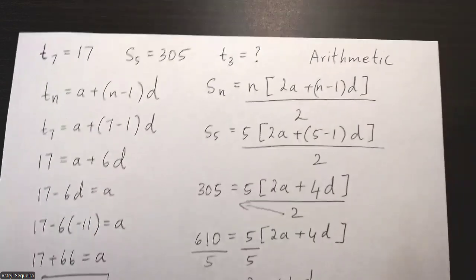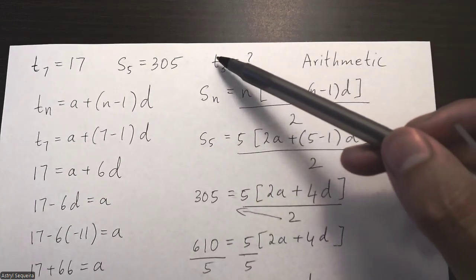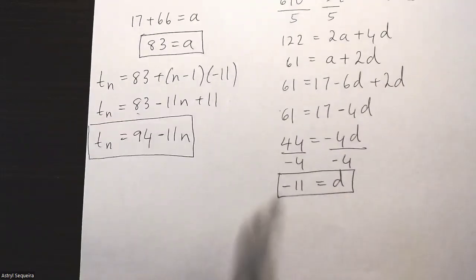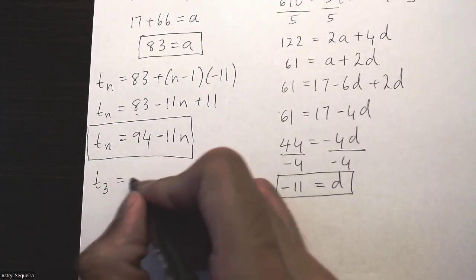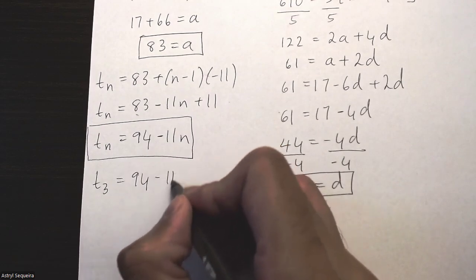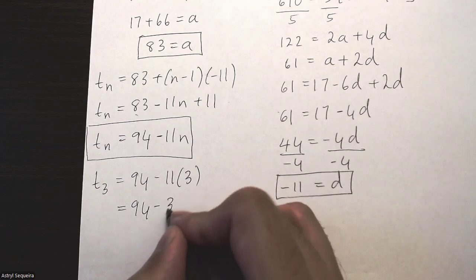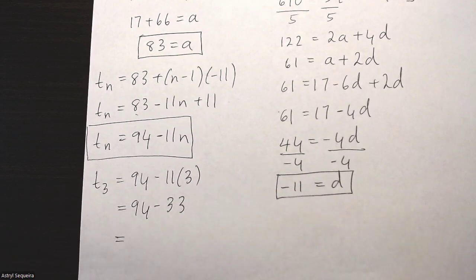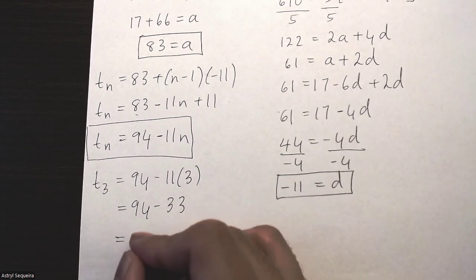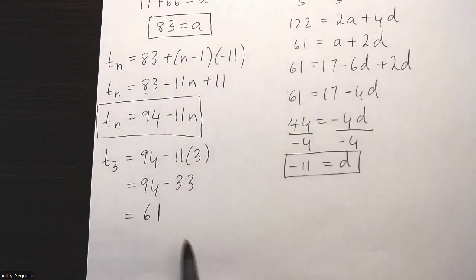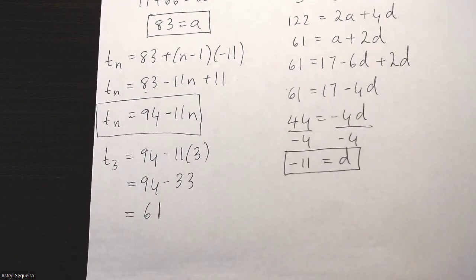So now I can finally answer the question they are asking, which is to find the third term. So T3 is just 94 minus 11 times 3, which is 94 minus 33, which is just 61. And that is the final answer to this question.